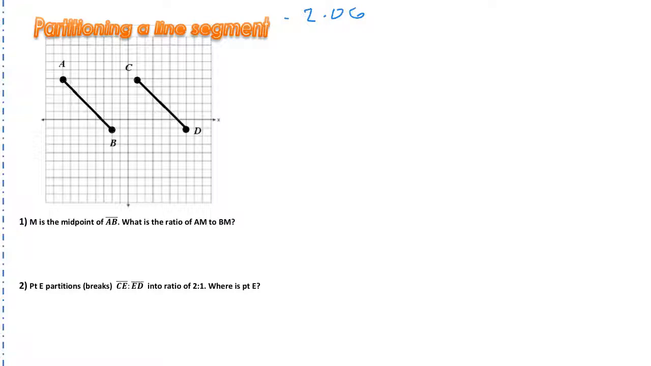This is lesson 2.06. It's called Partitioning a Line Segment. And it's really similar to something we've already done, which is finding the midpoint of a line. So looking at example 1, what is the midpoint? M is the midpoint of AB.